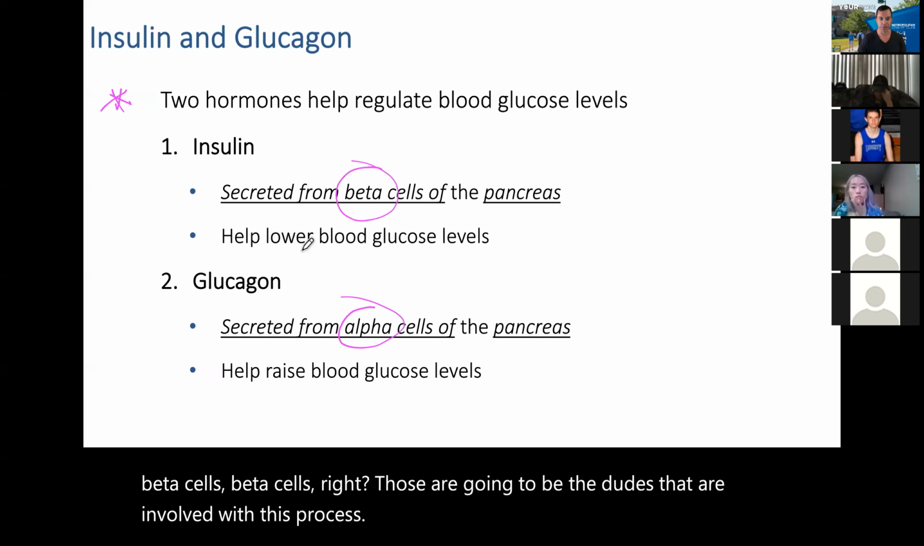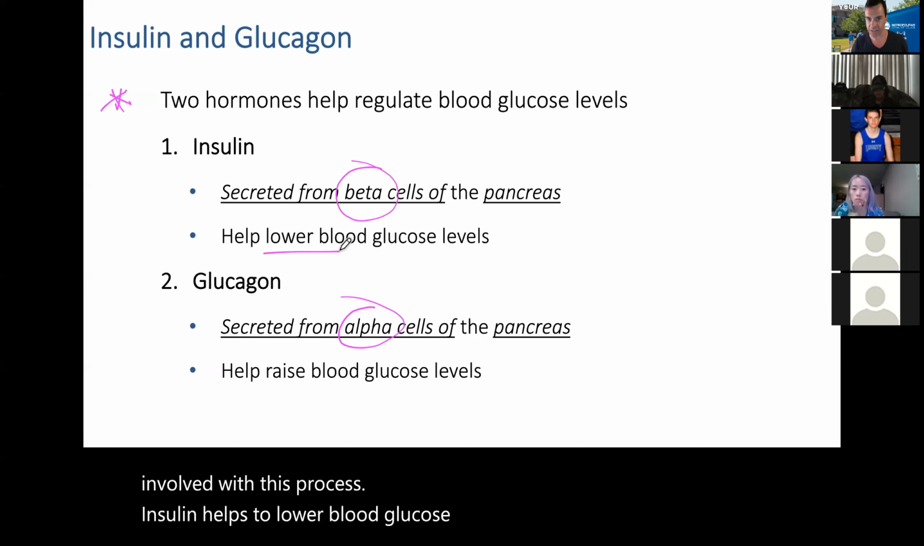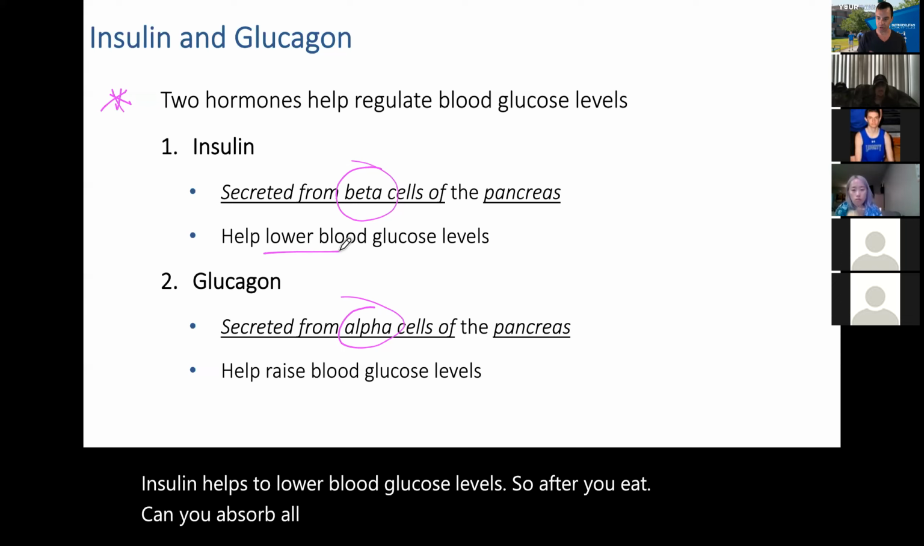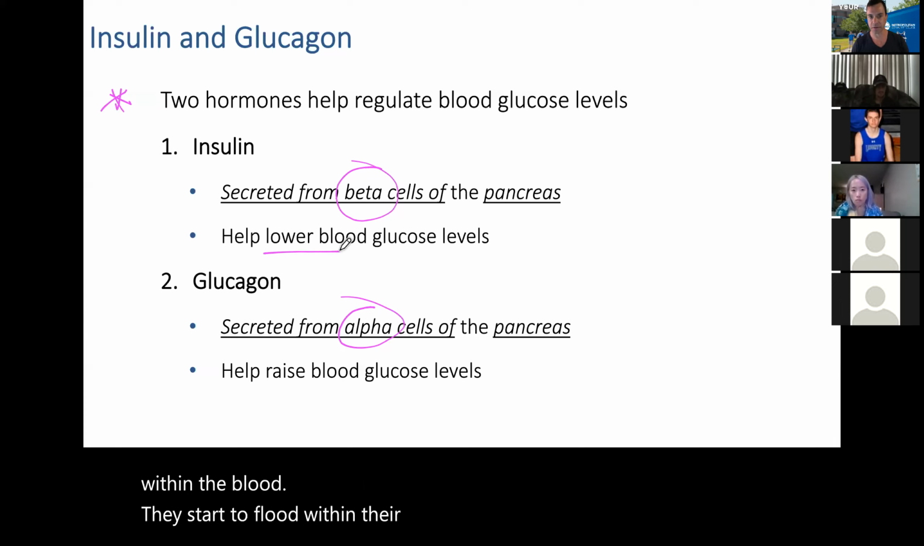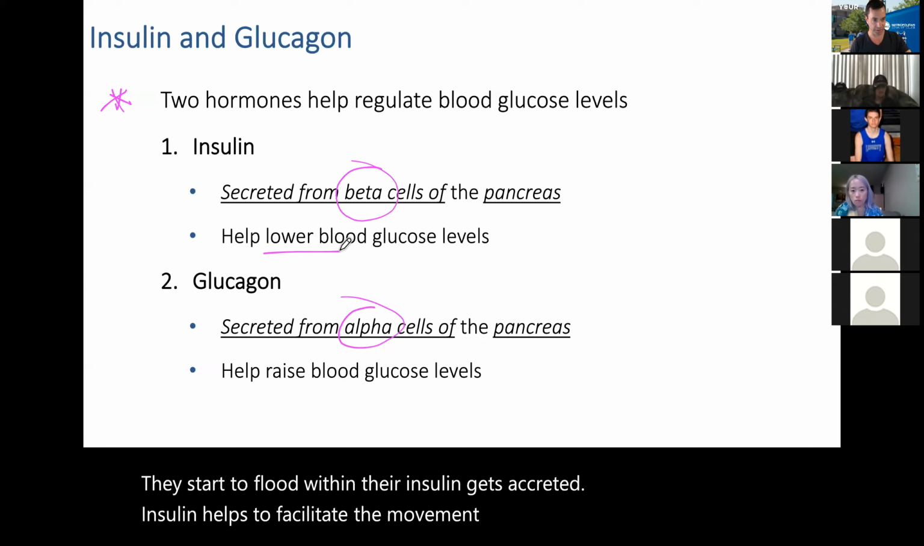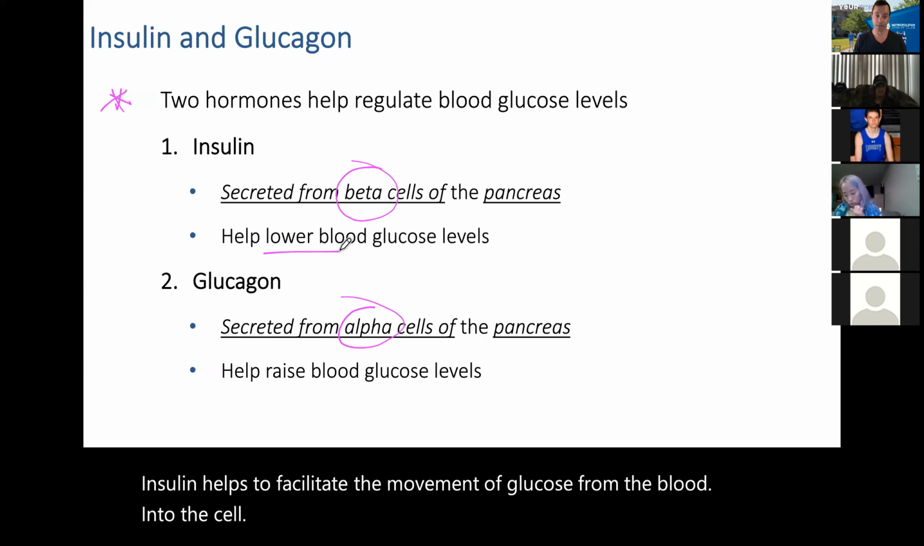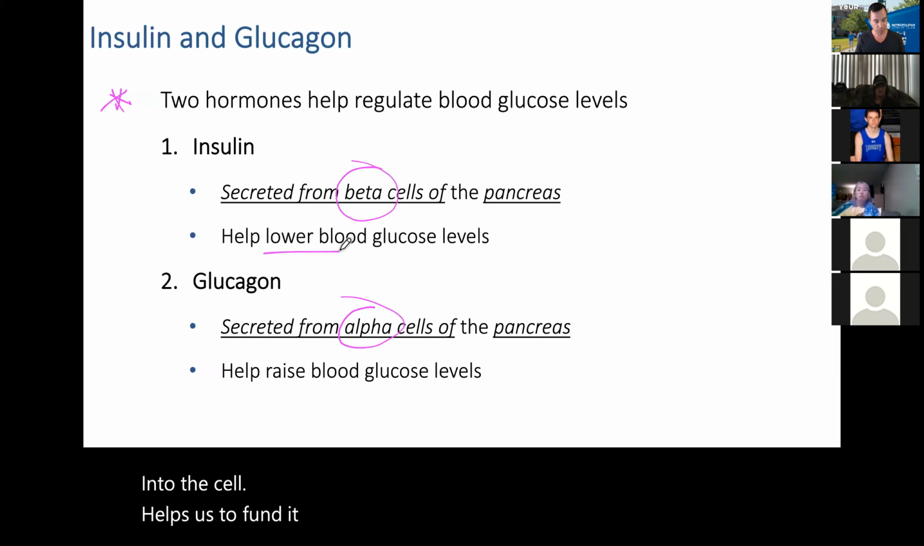Insulin helps to lower blood glucose levels. So after you eat, you absorb all those glucose molecules, all those monosaccharides within the blood. They start to flood in there. Insulin gets secreted. Insulin helps to facilitate the movement of glucose from the blood into the cell, helps us to fund it, make ATP, produce energy, so the cell can do what it do.